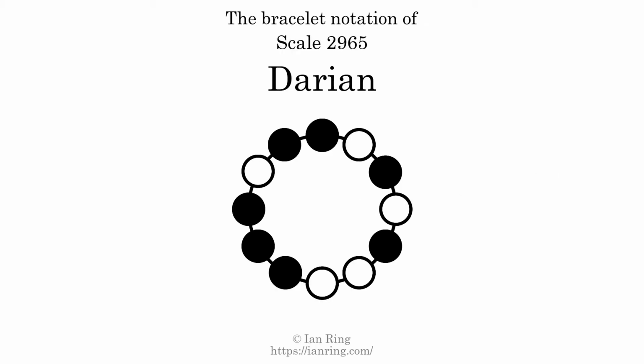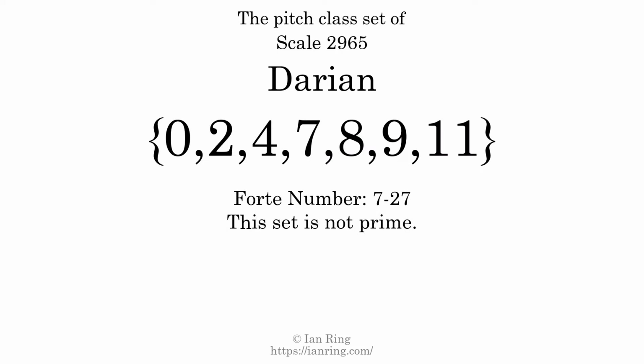This is a bracelet notation diagram of scale 2965. The shaded circles represent tones that appear in the scale, and they are read clockwise, starting at the top. The pitch class set for this scale is 0, 2, 4, 7, 8, 9, 11. The Forte class is 7-27. This set is not prime.